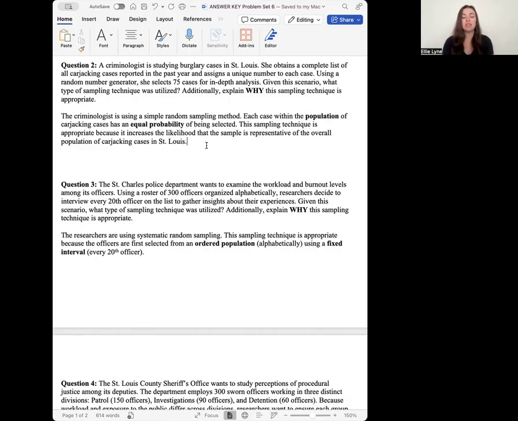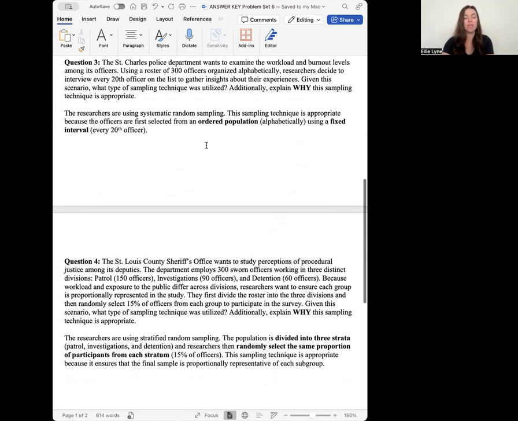This sampling technique is appropriate because it increases the likelihood that the sample is representative of the overall population of carjacking cases in St. Louis. So the more random we are, the less selection bias there might be because the researcher, the criminologist in this case, isn't imposing any of her own bias in the selection process. It's completely random and they all have an equal chance.